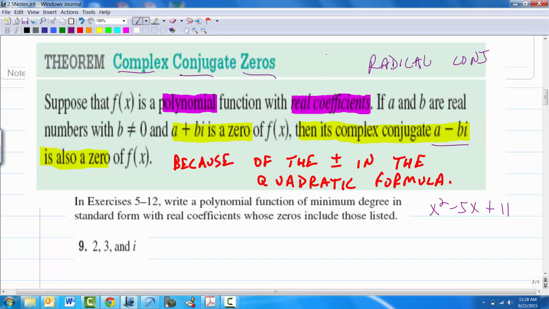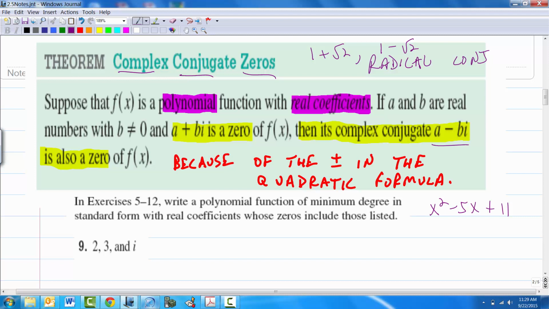Same thing with radicals. I'd rather not use A and B to confuse you with this one, but if I told you 1 plus root 2 was a 0, and the polynomial had rational coefficients, then what else would have to be the case? 1 minus root 2, because of, again, the quadratic formula in reverse. So there's also a radical conjugate theorem if all of the polynomial's terms were integers, or rational, it could be as well.